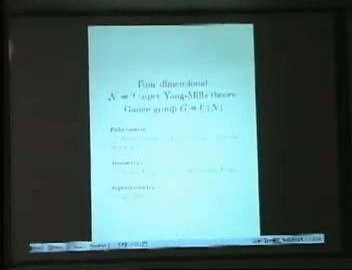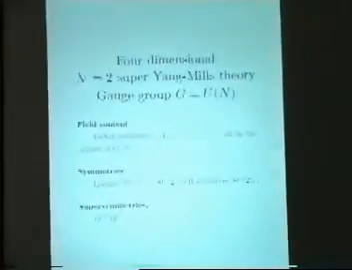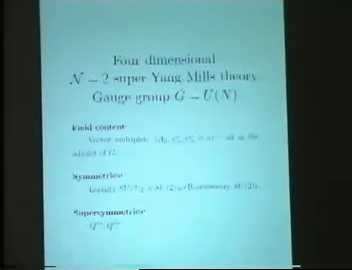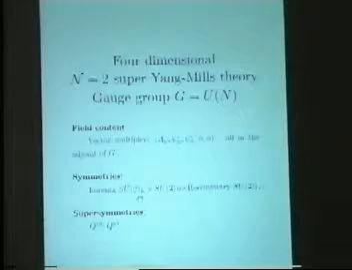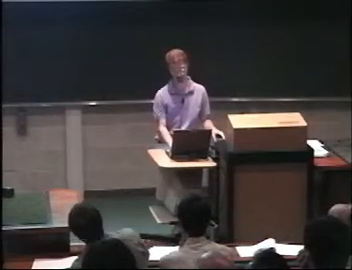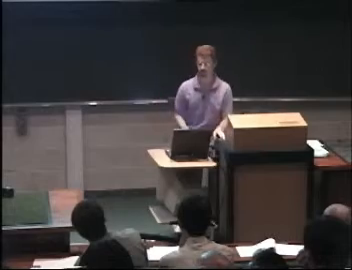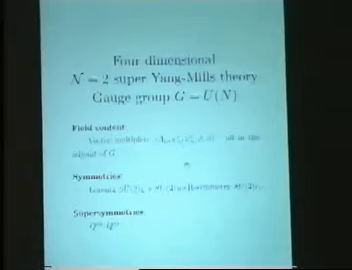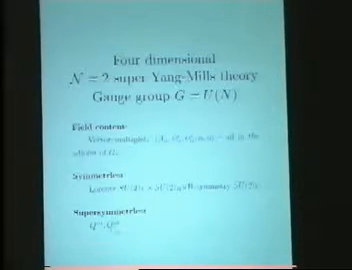This is just a reminder. The field content of the theory consists of a simple vector multiplet of N equals 2 supersymmetry with a gauge field, 2 fermions, and a complex scalar, all in the adjoint representation of the gauge group. There is a global symmetry of the theory which consists of the Lorentz symmetry SU(2) left cross SU(2) right, and the SU(2) internal symmetry which rotates these 2 fermions into each other. And also the supersymmetries, which are 2 doublets of this internal symmetry group, the left and the right supercharges.